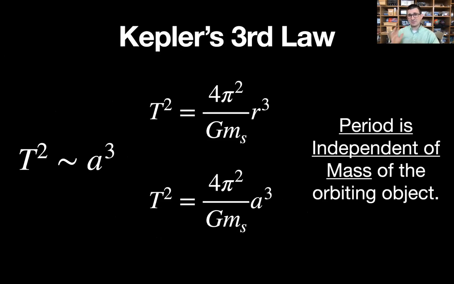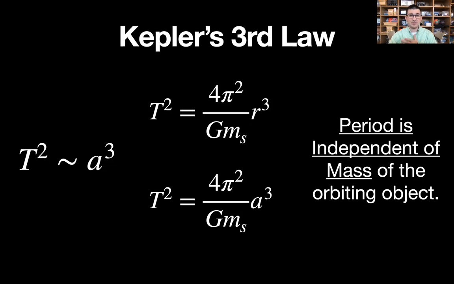So the last important thing about Kepler's third law is that the period of the orbit is independent of the mass of the orbiting object. So this is just so important because yes, the period does depend on the radius, but it does not depend on the mass of the object.